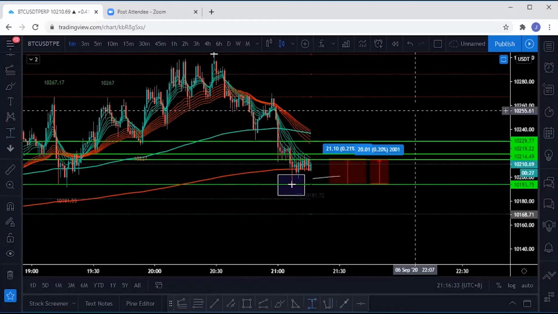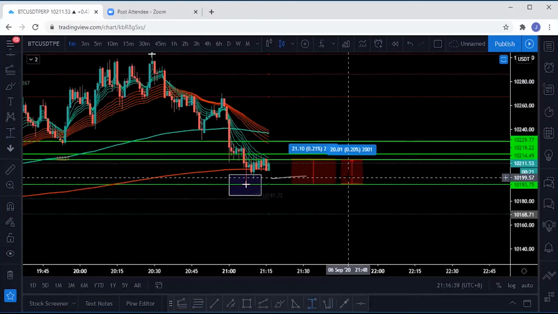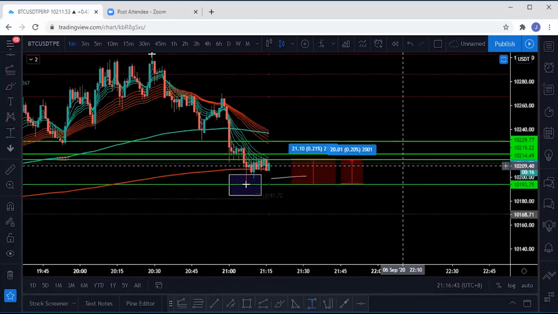Okay, so this is a good example of trading using our 1 to 5 scalping technique alone. Okay, so did you get it?